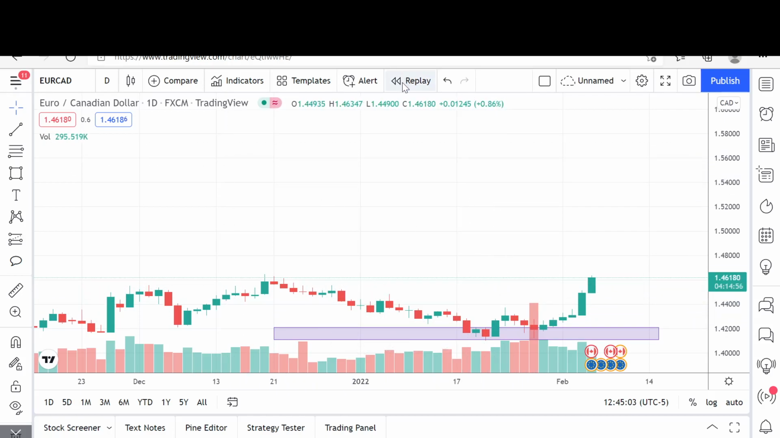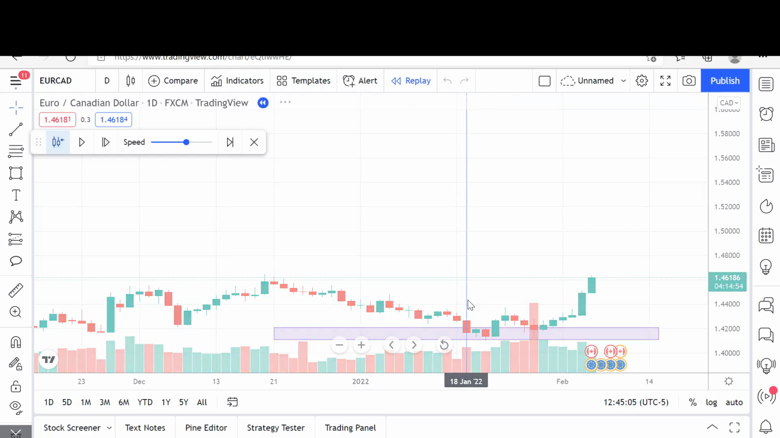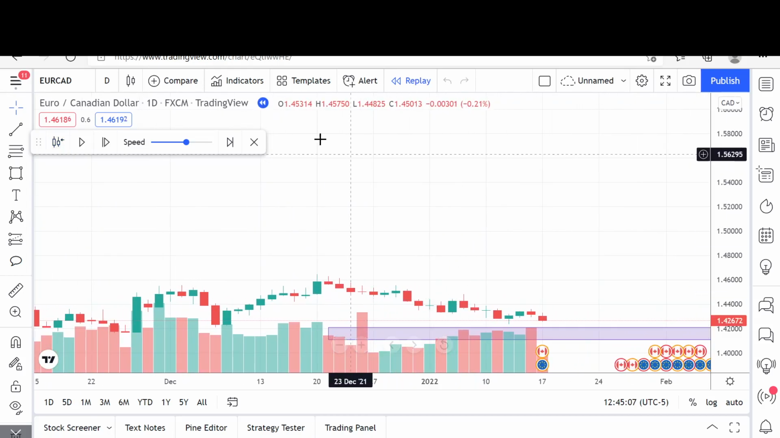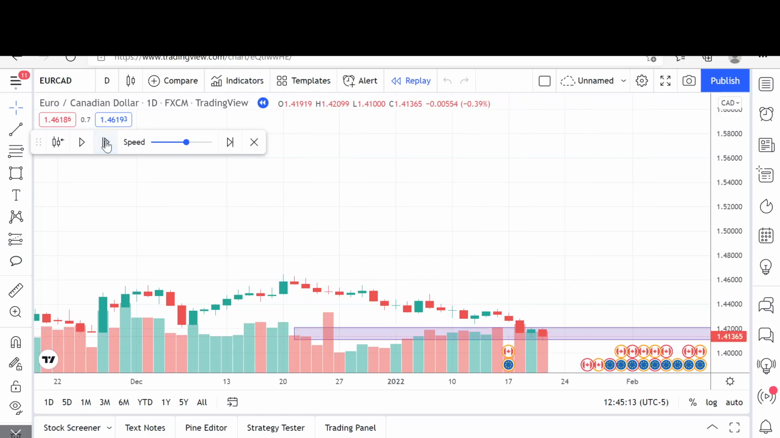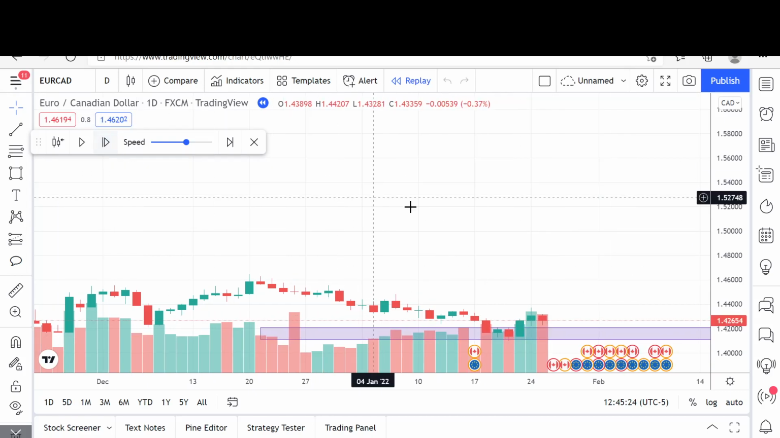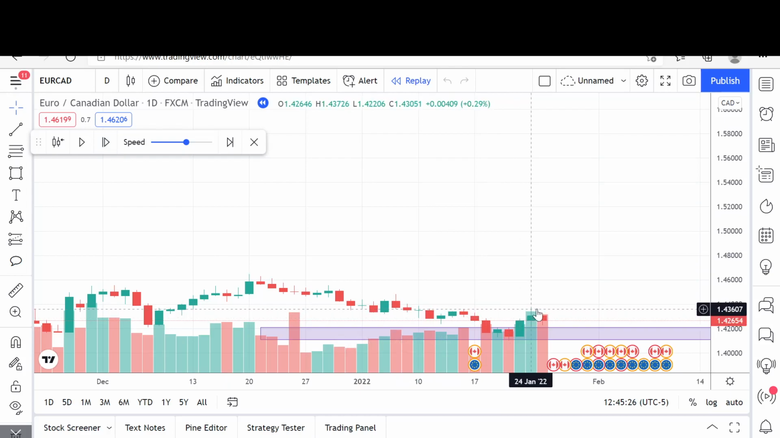Actually, let me replay this. It'll be easier if I do it like this. See how this was just consistently downtrending? This is the lowest it went. See this little box I have marked off? That is the lowest it went before the break in structure. It actually happened on this green day on the 24th.